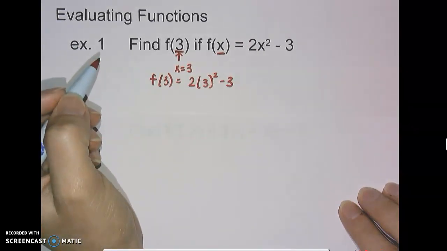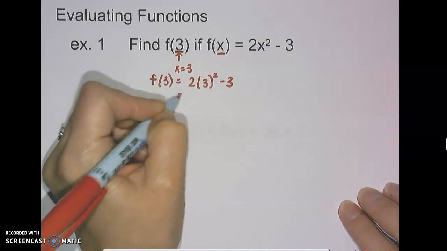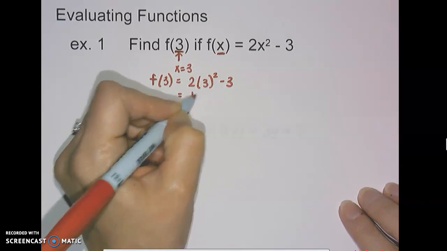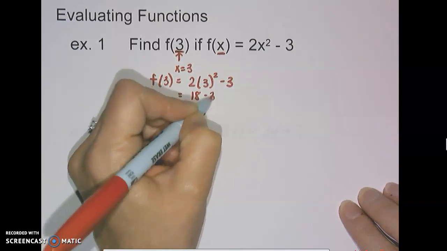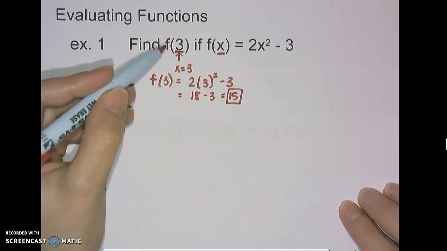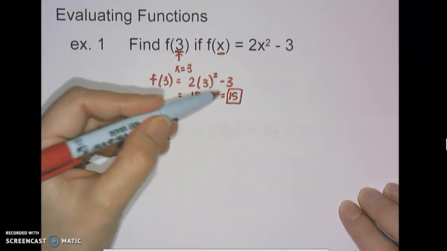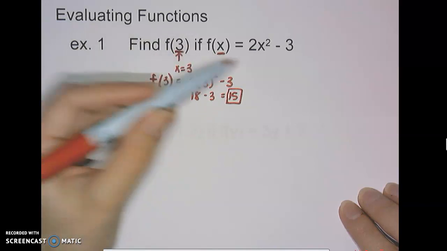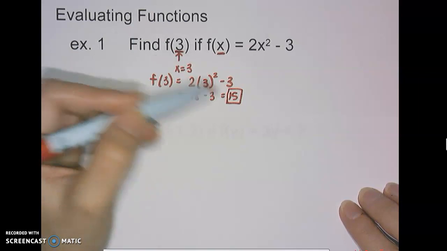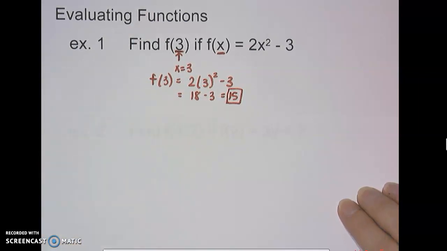And then we're doing the math for this. So 3 squared is 9, and 9 times 2 is 18. Minus 3 gives us 15 as our answer. So f of 3 is 15, because if we evaluate this function for x equals 3, that's what this means, we get 15. F of 3 equals 15.